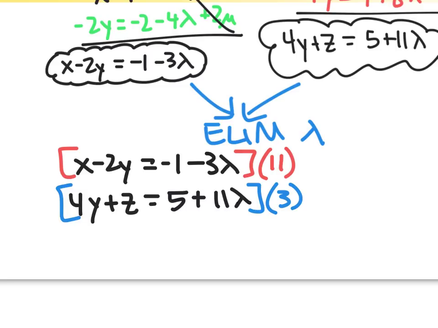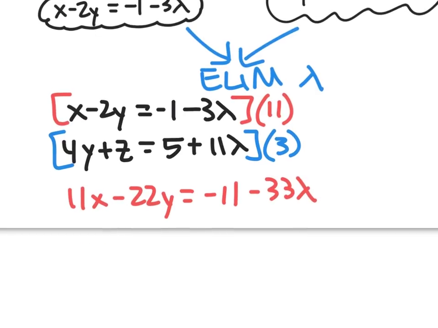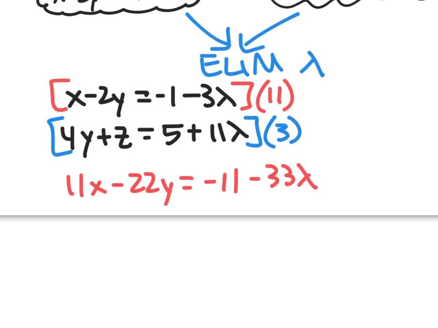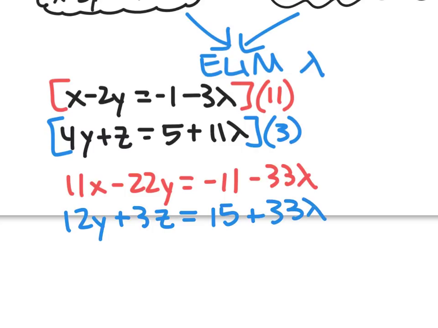So the first one becomes 11x minus 22y. Be careful, I screw this up all the time. And then minus 33 lambda. Okay, likewise for the second one, I get 12y plus 3z equals 15 plus, nice, 33 lambda. Now we know that we can do some elimination here. Those cancel, and we combine like terms.